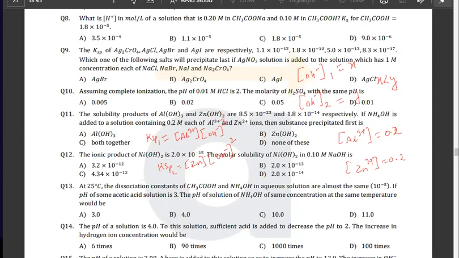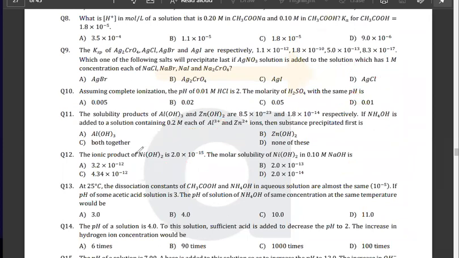We have solved one problem also. Got it? Sania, got this? Tell me, yes or no. Right, everyone? Okay. Now, question number 12. So the ionic product of Ni(OH)2 is this. The molar solubility of Ni(OH)2 in 0.1 mole of NaOH. So see, this is your strong base, and this is your soluble salt, right? Okay, think about it, right?